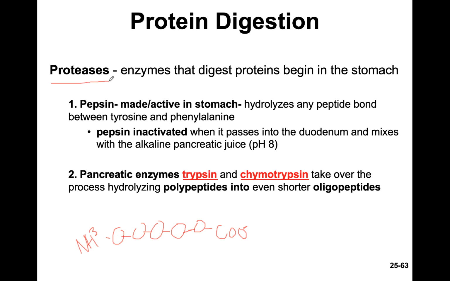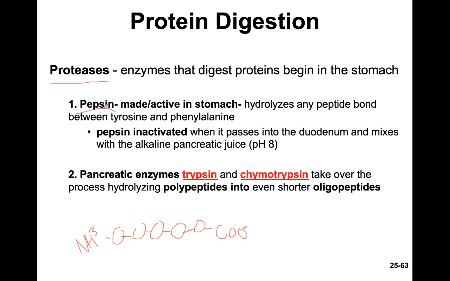Now, if you recall, in the mouth, what are the two nutrients we started breaking down? Starches and fats, with salivary amylase and salivary lipase. Once we got down to the stomach, which two nutrients did we break down then? We broke down fats and proteins now, because we had gastric lipase and we had the enzyme called pepsin. So pepsin is the first digestive enzyme we're going to use to break down proteins. Pepsin is made by the stomach to work in the stomach.